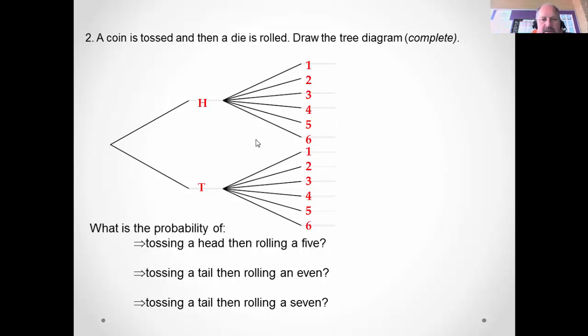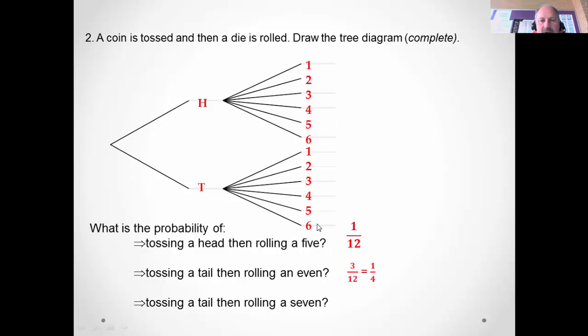What's the probability of tossing a head then rolling a 5? Well, that's the pathway going head, then 5. That's 1 out of these 12 outcomes. 12 outcomes, 2 by 6. 2 by 6 gives me 12 outcomes. So that's 1/12.